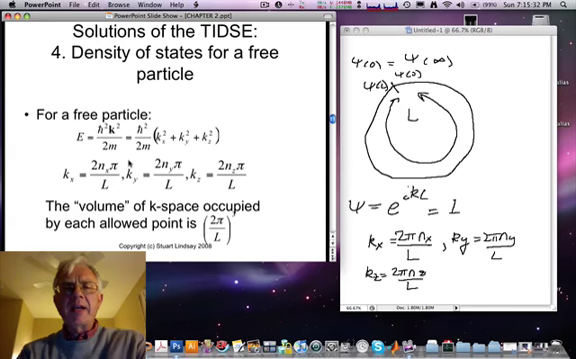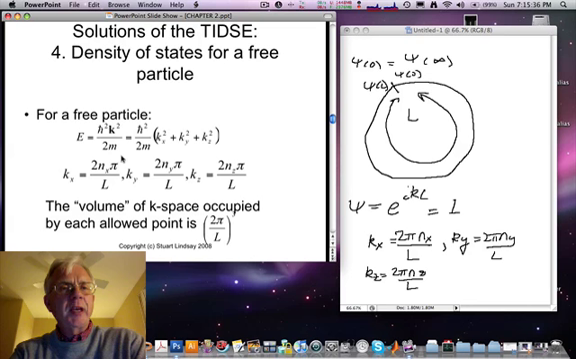Now, if we write down the kinetic energy of the particle using the result that E equals h bar k squared over 2m, where in 3 dimensions k squared is kx squared plus ky squared plus kz squared, we can see that the energy is calculated directly once the values of kx, ky, and kz are known.